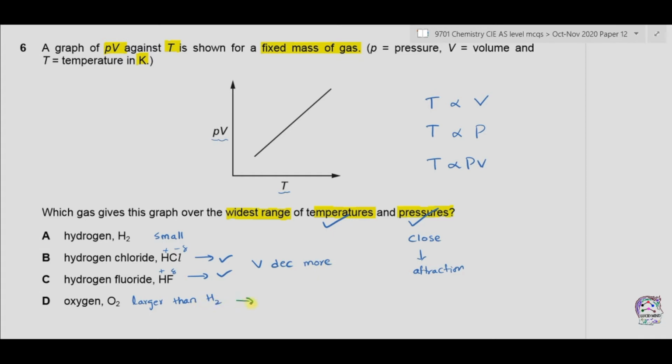With oxygen, we can see that only dipole-induced dipole forces will be present, which will result in a decrease in volume. While in hydrogen, we can see that the smaller size is present, so the force of attraction will be minimum as compared to other gases. So hydrogen gas is closer to an ideal gas. Therefore, it is hydrogen which will give this graph over a wide range of temperatures as well as pressures. The answer is therefore A.